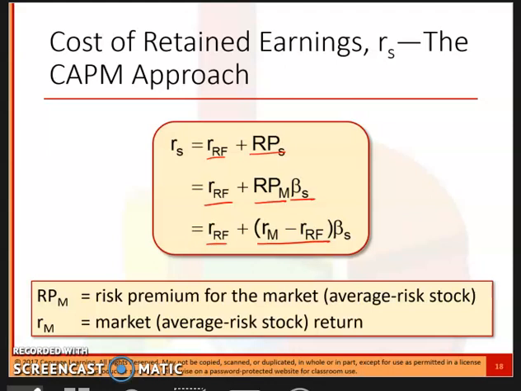And again, make sure you don't confuse the risk premium with the expected return on the market. For the risk premium, we subtract out the risk-free rate. So RM is the market average return or average stock return, and so forth. In most cases, the S&P 500 is an accepted measure for the return on the market.